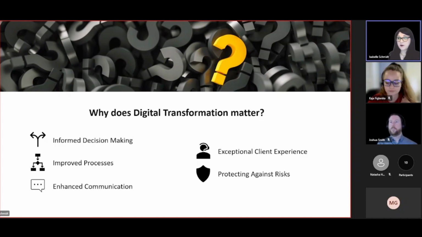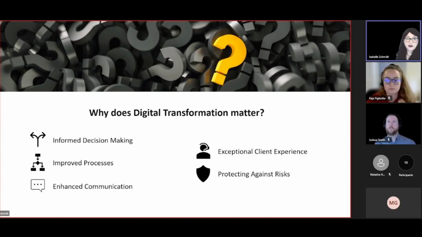What does digital transformation really mean and why does it matter? Digital transformation is essential for businesses to thrive in today's dynamic landscape. When implemented properly, it allows for informed decision-making, streamlined processes, and enhanced communications. These benefits translate into exceptional client experiences and improved financial performance of an organization. Improved decision-making, like Joshua just gave an example of, is real-time data and KPIs that are available to business leaders, who have the ability to see the numbers when they need them.